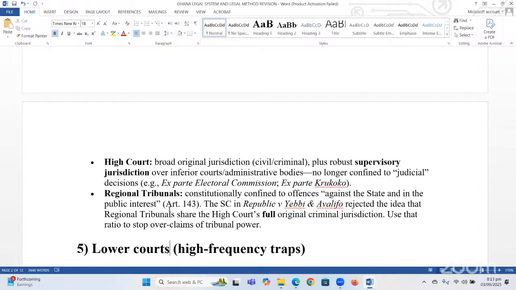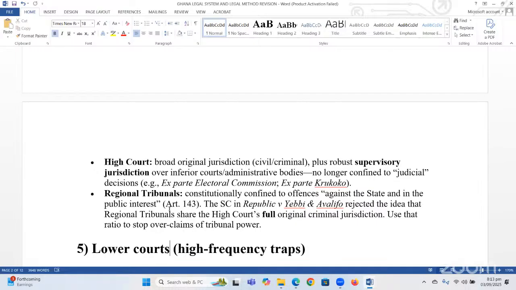For the regional tribunal, as we have noted, yes, it's of the same status as the High Court, but its jurisdiction is quite unique. Under the law, it deals with only criminal offenses, that is, offenses against the state and in the public interest. Now, let me say a few things about the regional tribunal, which is a matter of interest for your examination.